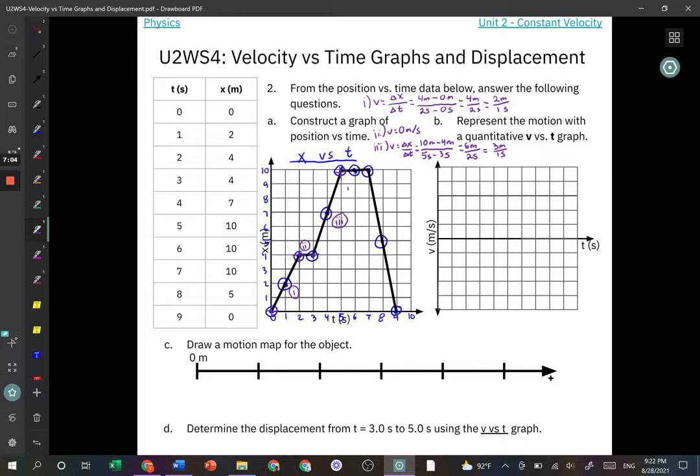Region 4 of my graph is up here, and it looks like 4 is also going to have a velocity of 0 meters per second. And then this last region of the graph over here, it's that negative slope, so I'm going to use my last point and my first to figure out the velocity in this final region of the graph.